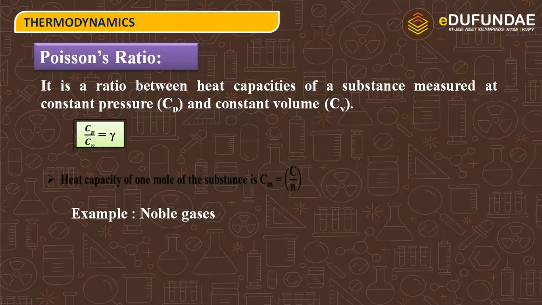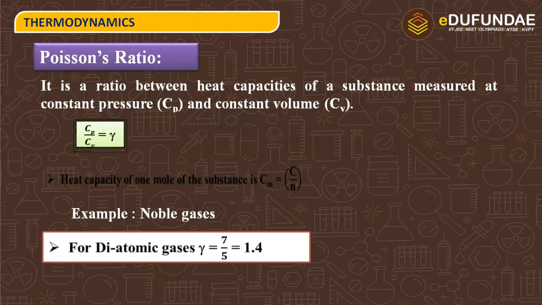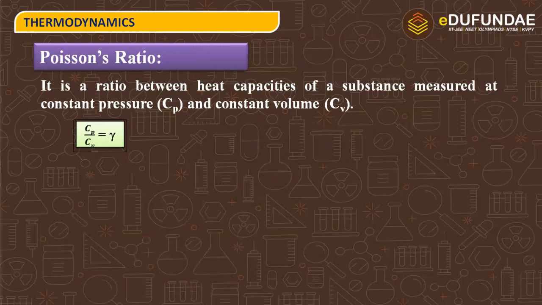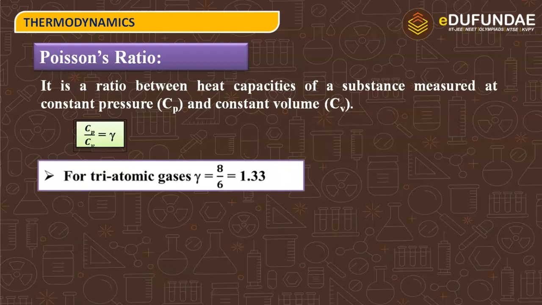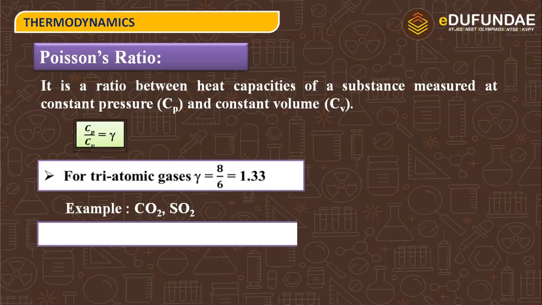Examples are noble gases, and for diatomic gases, what will it be? Gamma is equal to 7 by 5 and that is equal to 1.4. Examples of such diatomic gases are O2, N2, Cl2, fluorine, etc. And for triatomic gases, what will the Poisson's ratio be? 8 by 6 and that is equal to 1.33. Examples of triatomic gases are carbon dioxide, sulfur dioxide, etc.